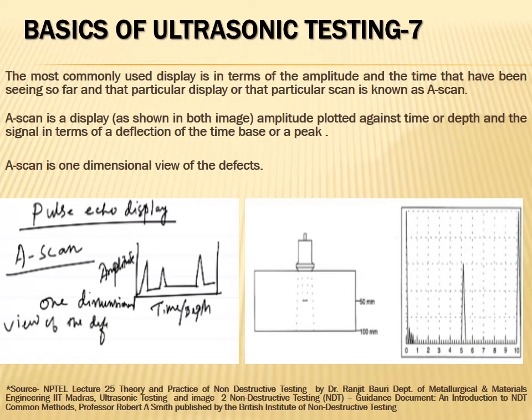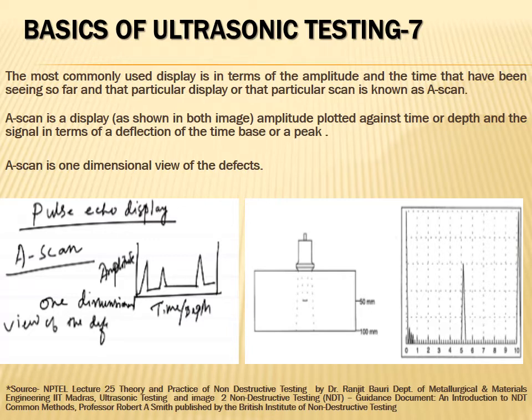In ultrasonic testing, we use different kinds of display. Out of which I am defining two or three. The most commonly used display, in terms of amplitude and time, that we have seen in the previous slides or maybe in previous lectures, is known as the A scan. That is the display in terms of amplitude and time. Other than this, we will talk about the B scan and the C scan. So let us talk about the A scan.